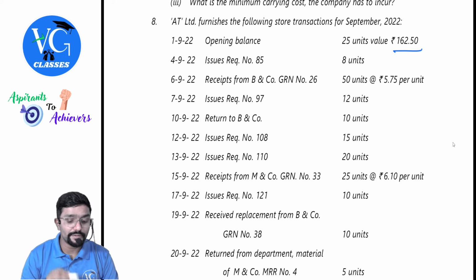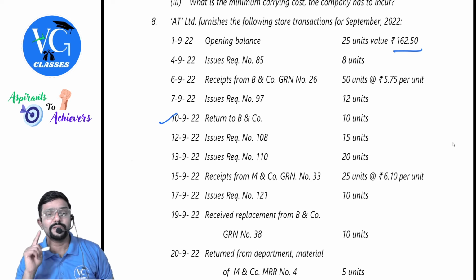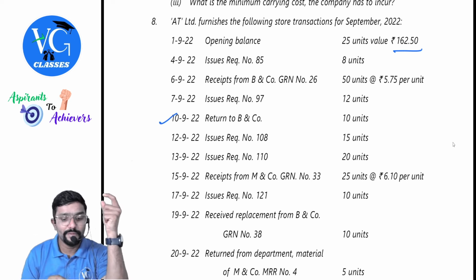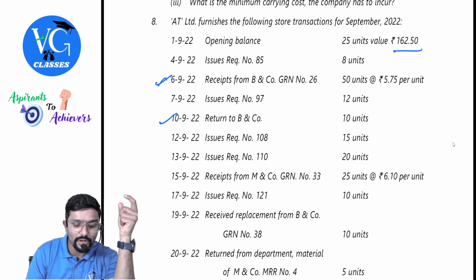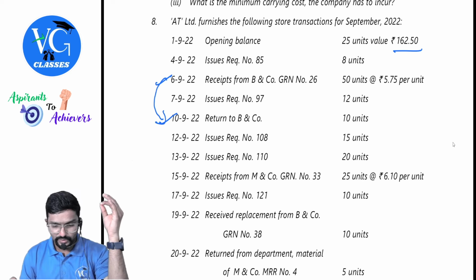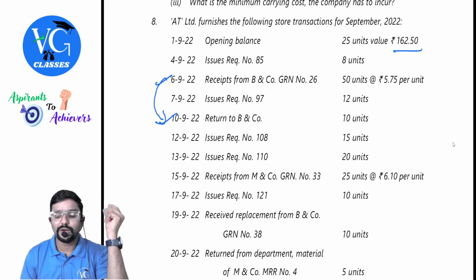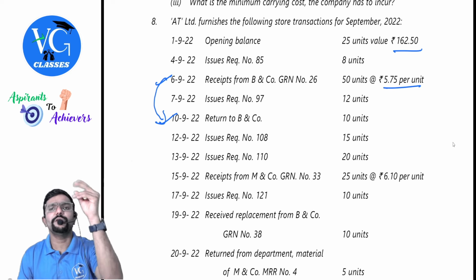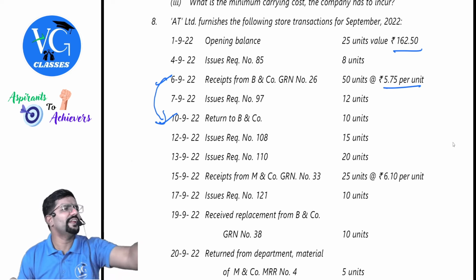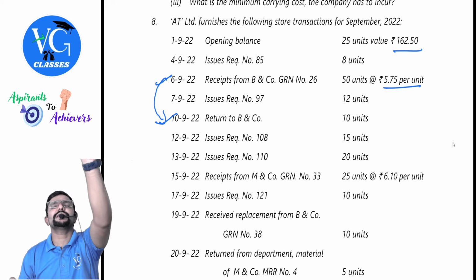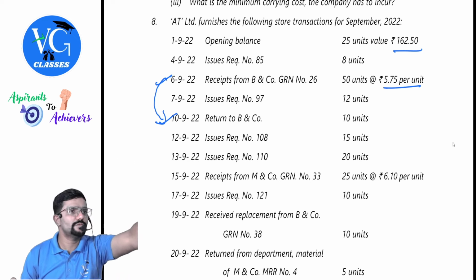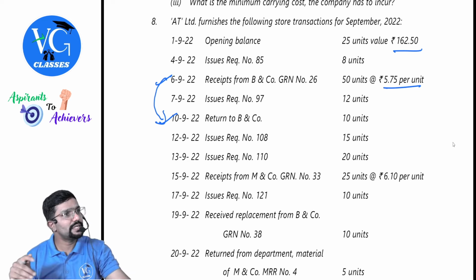10th September, return. Whenever there is a return, please be careful. Return to B and Co., means whatever I had received from B and Co., I am returning. How much? Only 10 units. Now, the return is at what price? 5.75. Where do you record it as? Issue. Very good. Will I consider it while calculating cost of material consumed? No, sir. It has already gone out.